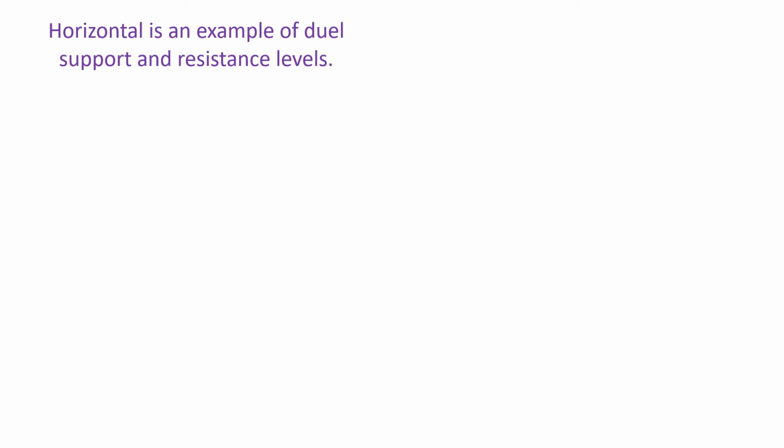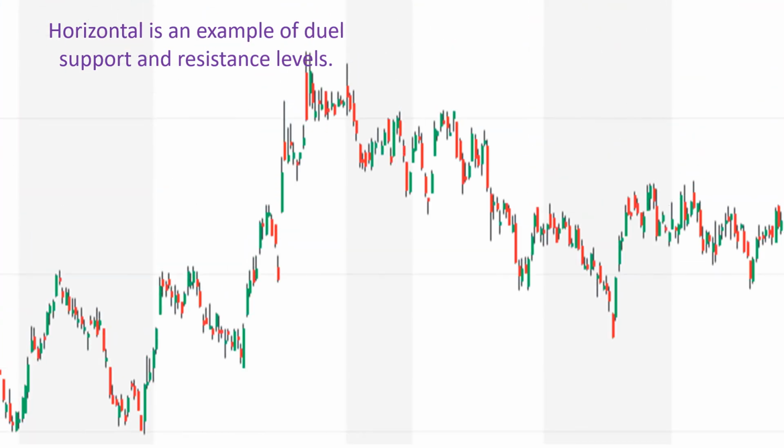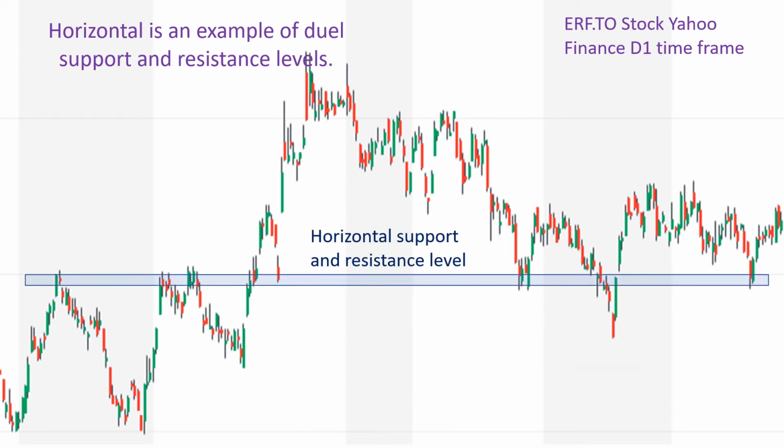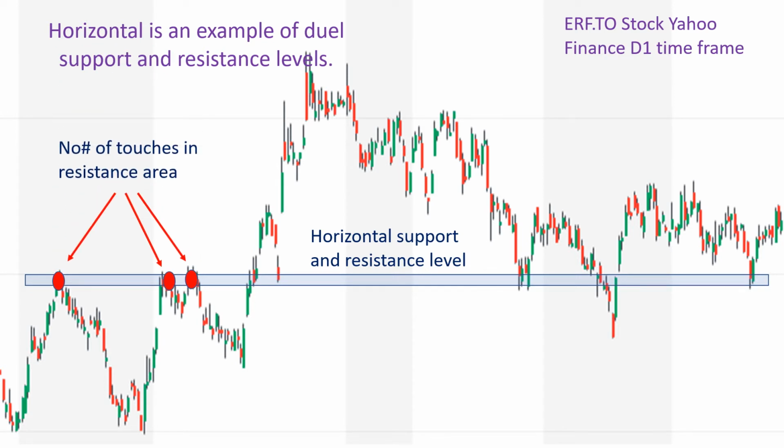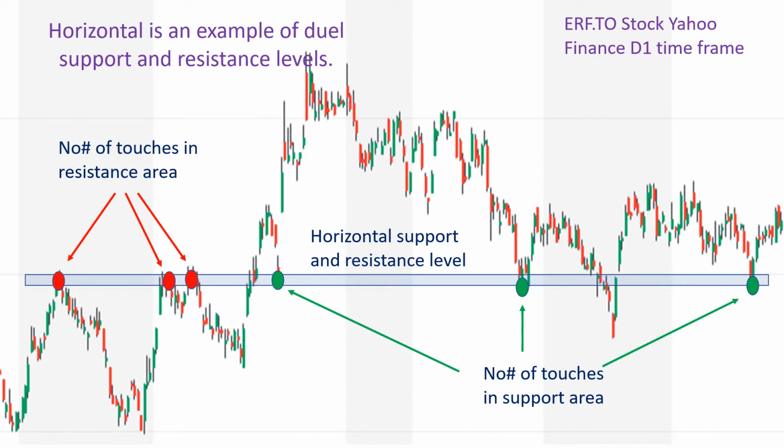Horizontal is another example of dual support and resistance levels. This is a price trend and this is Yahoo Finance, ERF stock, on the 1 time frame. I installed a trend line here, where this part of the trend line is considered as a resistance area with 3 touches, and this part of the trend line is considered as a support area with 3 touches.